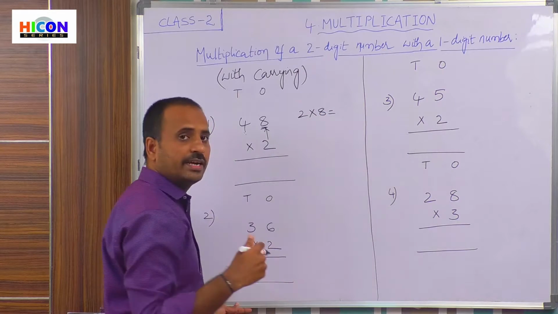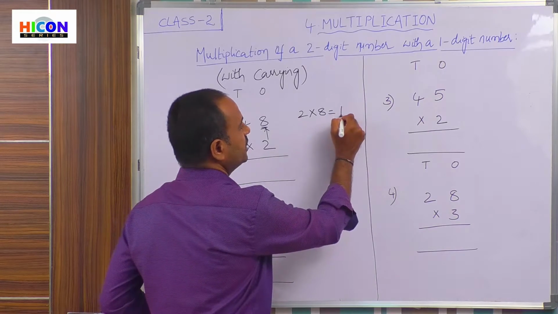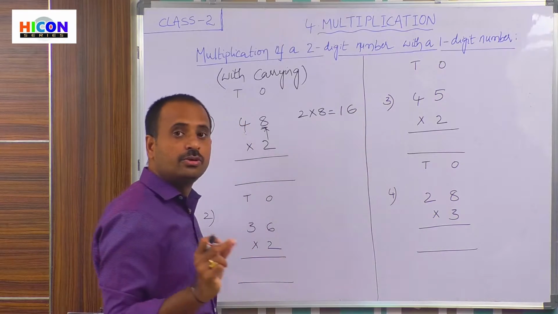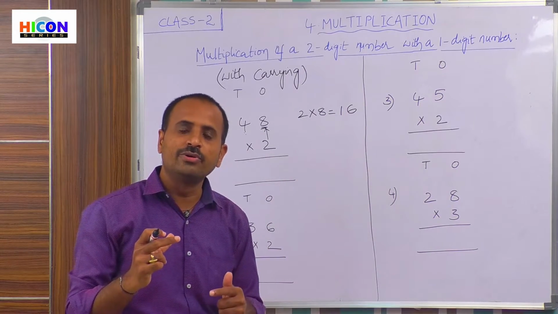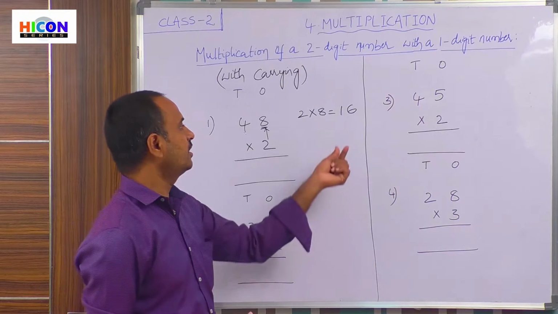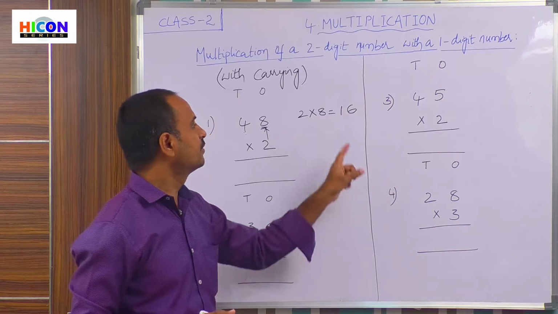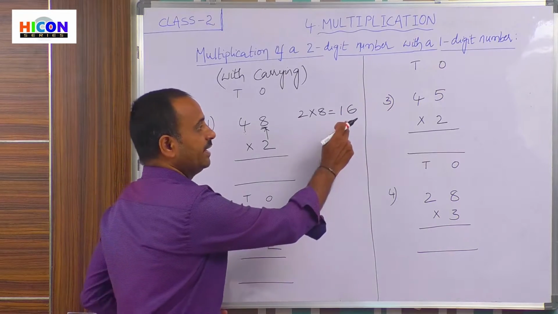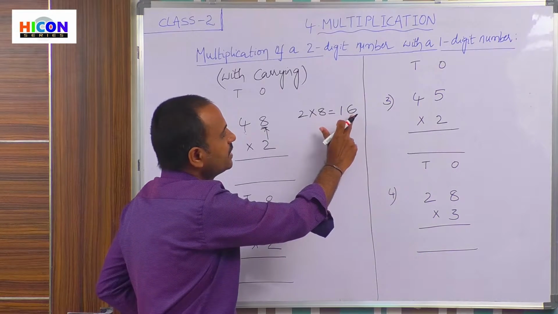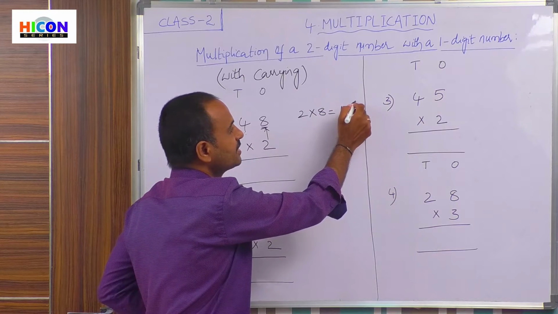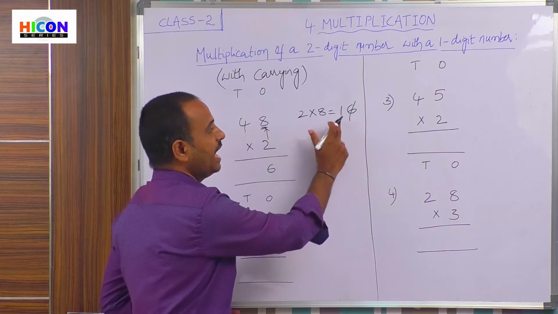Children, how much is 2 8s? 2 8s are 16. Children, here 16 is a 2-digit number. So if the product is a 2-digit number, then we have to take carrying. We should not write 16 under the ones place because it is a 2-digit number. So if the product is a 2-digit number, write the second digit. What is the second digit here? 1 is the first digit, 6 is the second digit. Write this second digit under the ones place. And carry the first digit.